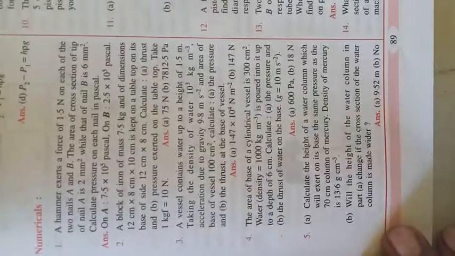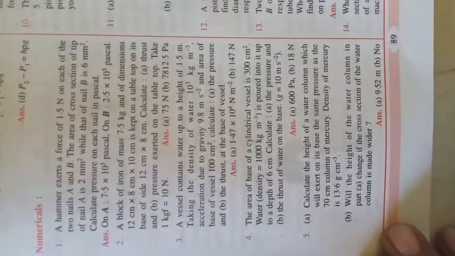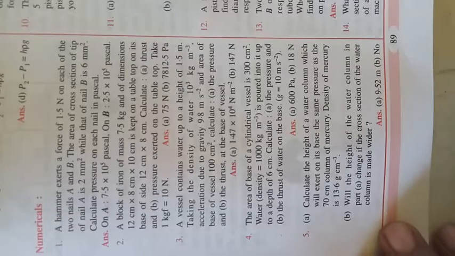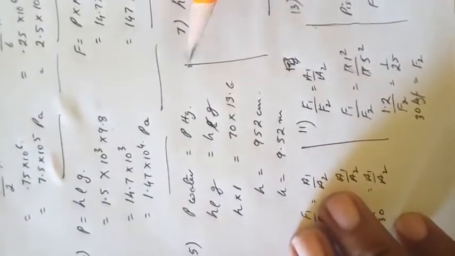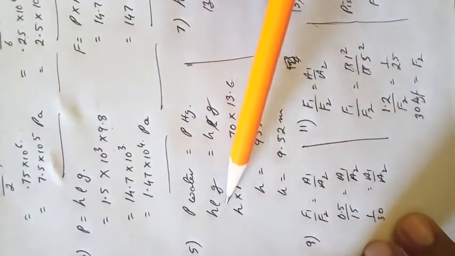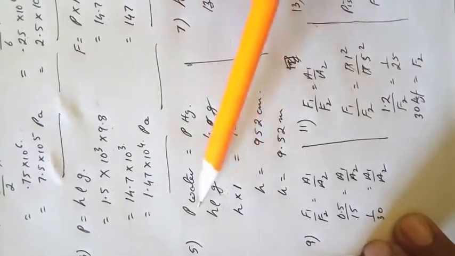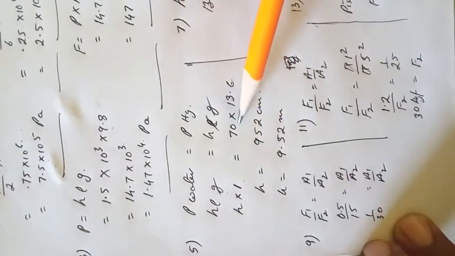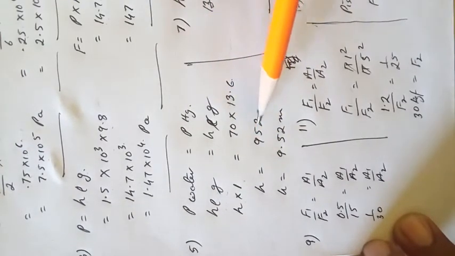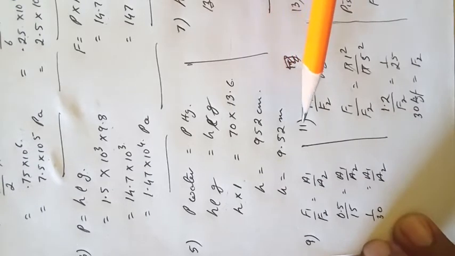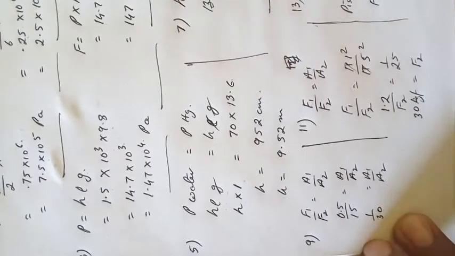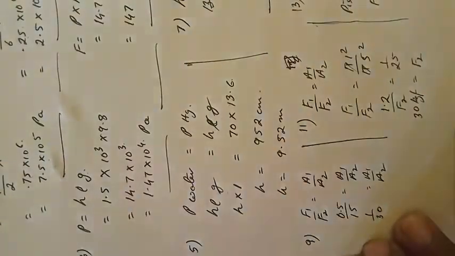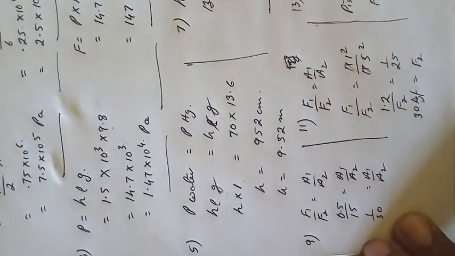Number 5 is calculate the height of water column which will exert on its base the same pressure as 70 centimeter column of mercury. So density of mercury is that. Here, pressure of water equals pressure of mercury. H rho G, G and G cancel. Height of water I have to find out. Density of water is 1. Density of mercury that, you multiply that, you'll get so many centimeter. Convert that to meter, divided by 100, it becomes that. Is that okay? Clear that much? Right?